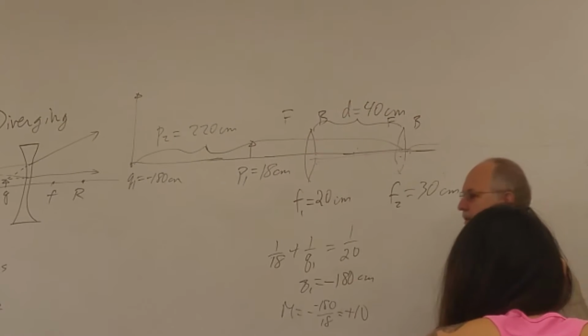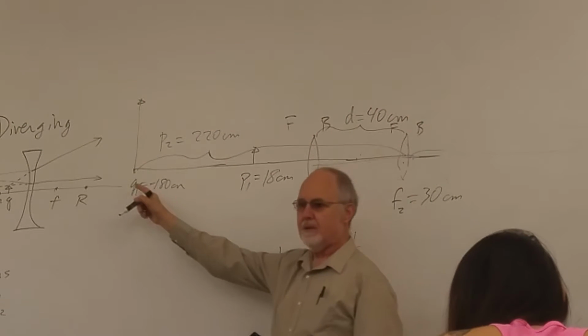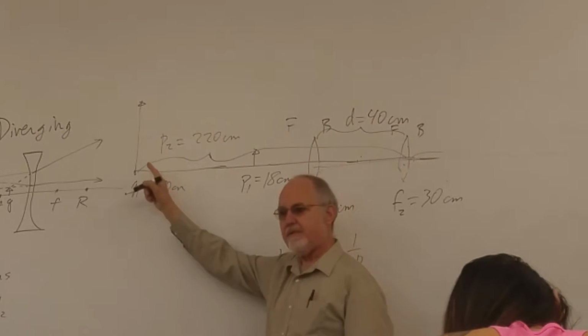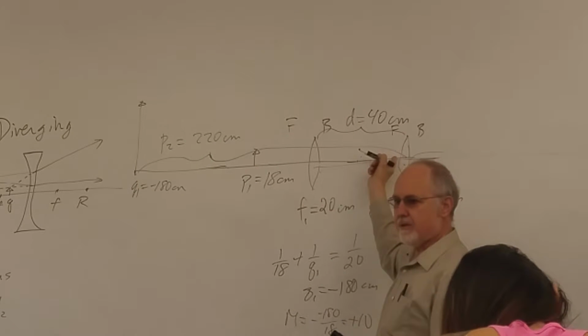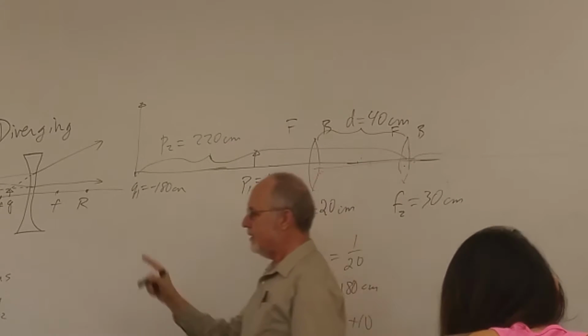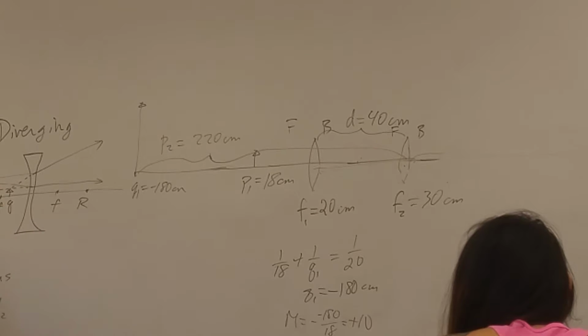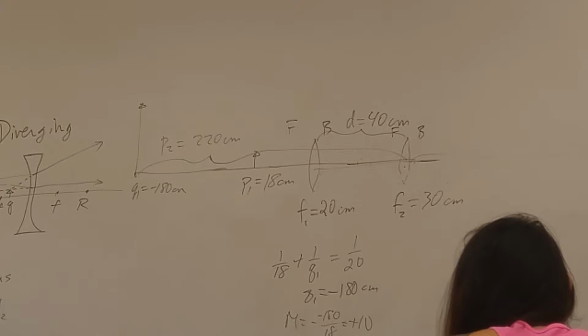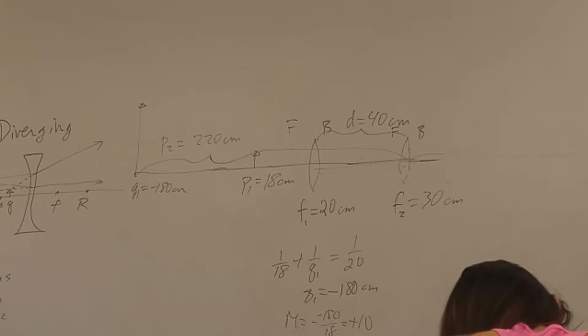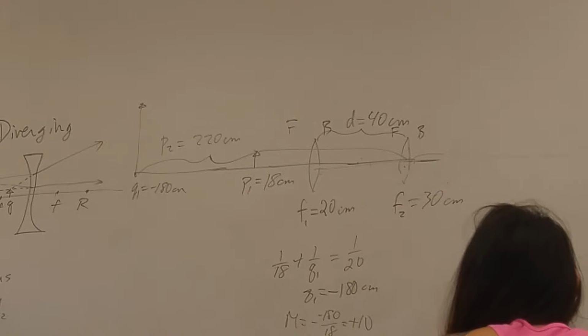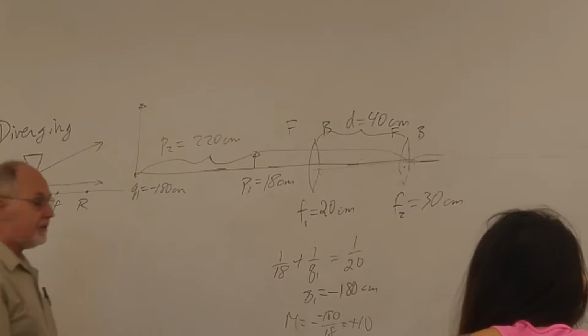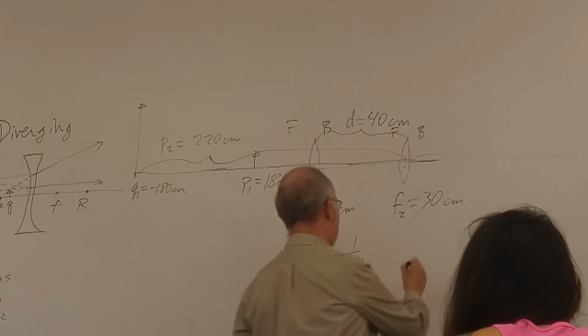Think of the distance. Just find that first image, and then what's the distance from that first image to the second lens? And then look to see, is it on the front side or the back side of the second lens to determine whether it's positive or negative. I can take that answer, put it back into my equation.